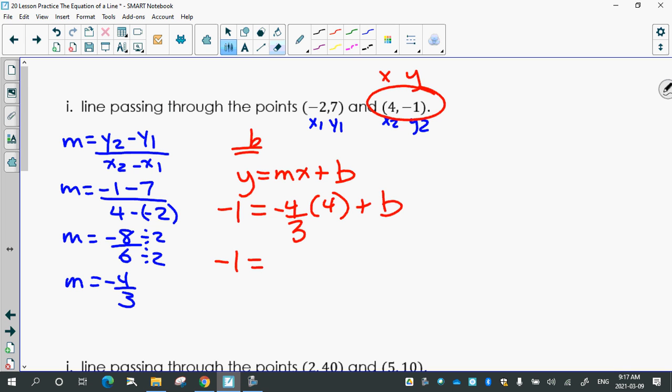So now I need to know how to multiply a fraction by a whole number, top by top, bottom by bottom. So it's going to give me -16/3 plus b. Now, how am I going to deal with this fraction? How do I clear it?